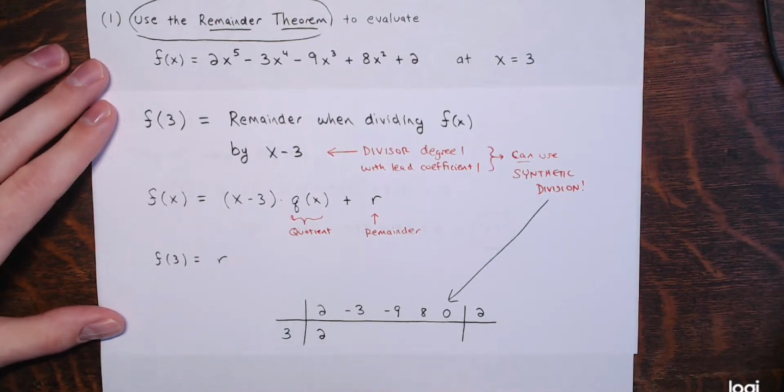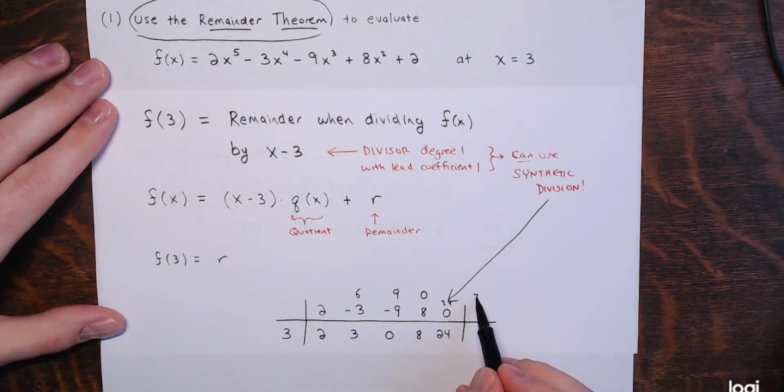3 times 2 is 6. 6 plus negative 3 is 3. 3 times 3 is 9. 9 plus negative 9 is 0. 3 times 0 is 0. 0 plus 8 is 8. 3 times 8 is 24. 24 plus 0 is 24. And 3 times 24 is 72. And 72 plus 2 is 74. And that's the key.